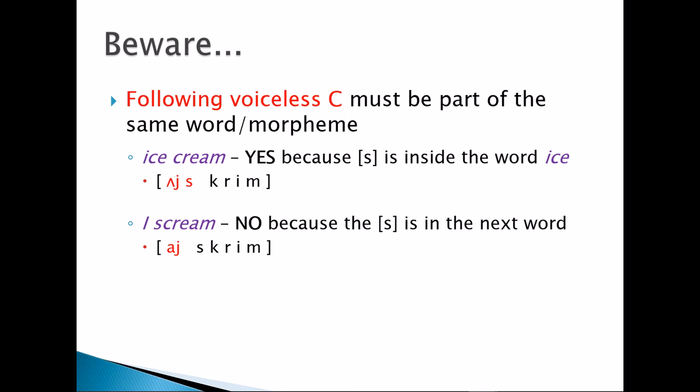So here are a couple of examples to show the contrast. Ice cream, yes, we do Canadian raising on ice cream because the voiceless sound is part of the word ice, and that drives the raising of the vowel in there. In the sentence I scream, on the other hand, I is a separate word, and the s, even though it's following the I, is in a totally different word, and so that is not going to drive Canadian raising.